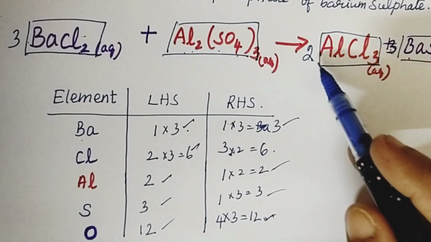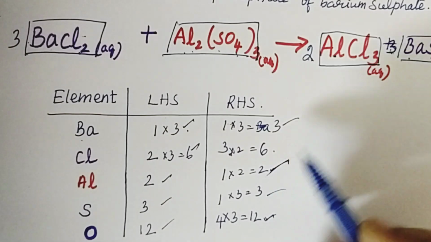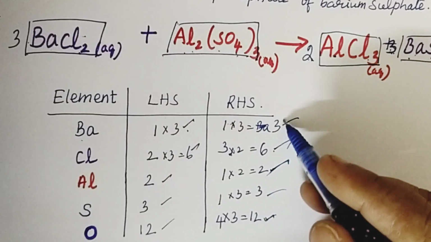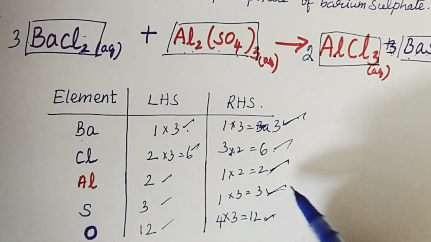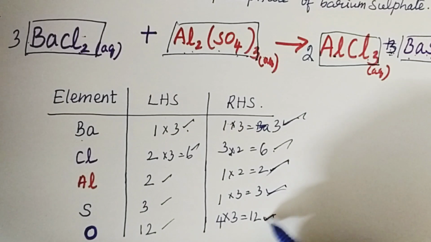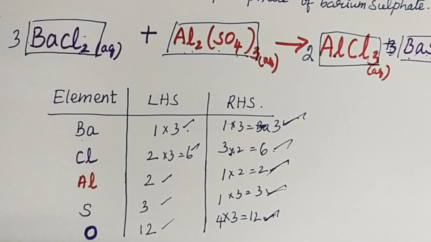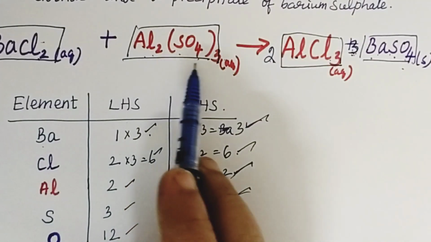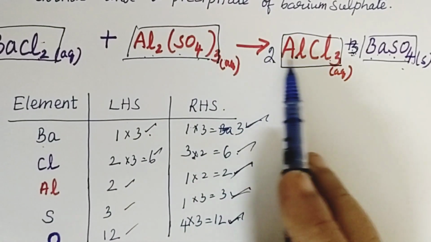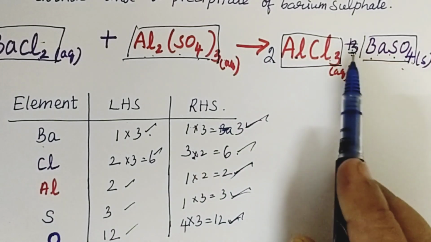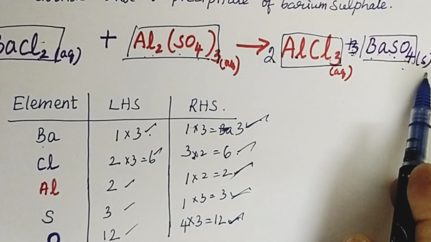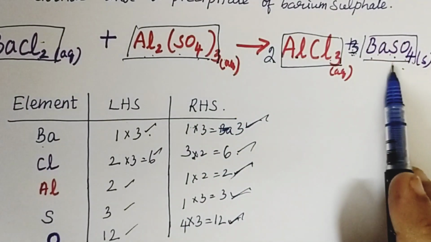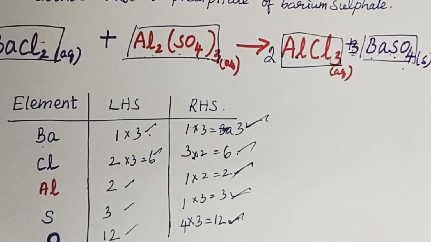Now check in the RHS. 2 Al, yes. And 2 into 3, 6 Cl, correct. 3 Ba, correct. And sulfur 3, correct. And 3 into 4, 12 oxygen. That is also correct. So let us try to read the equation. 3BaCl2 aqueous plus Al2(SO4)3 aqueous gives 2AlCl3 aqueous plus 3BaSO4. How did we get it as solid? Because in the question it is given as precipitate. So that's why BaSO4 solid. Yes. Thank you, children.